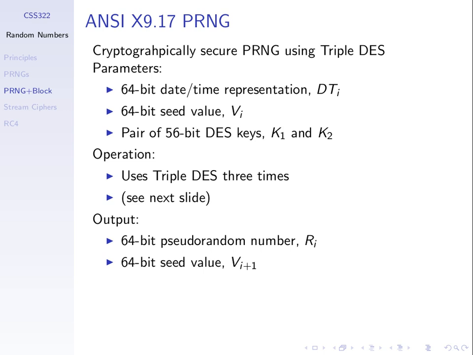There are some standards of how to generate pseudo-random numbers. ANSI X9.17 is one standard. It simply combines triple DES. It takes a date and time as an input, so the current date and time on the computer, represented as a 64-bit value, a seed value, and a pair of 56-bit DES keys. And it uses triple DES.